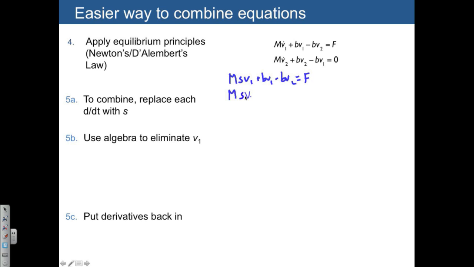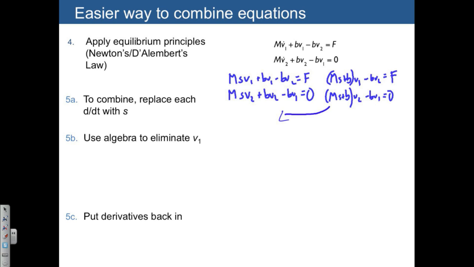Similarly, we get MSV2 plus BV2 minus BV1 is equal to 0. If we collect terms, we would end up with (MS plus B) times V1 minus BV2 is equal to F. And then similarly, collecting terms for the second equation, we have (MS plus B) V2 minus BV1 is equal to 0. We can take this same equation and we can solve for V1.